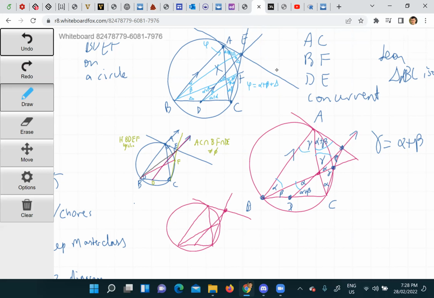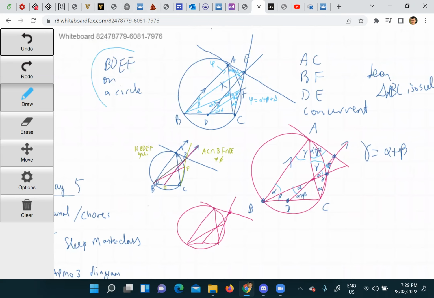And for example, you also get that this is vertically opposite, it's alpha. And here you get a beta because it's cyclic. Sorry, I should have said, you're assuming BDEF is cyclic. So if that's alpha and that's beta, then gamma is equal to alpha plus beta, right? Because of the bow tie, this is gamma and this is gamma, and because of the bow tie, this is beta and this is beta.